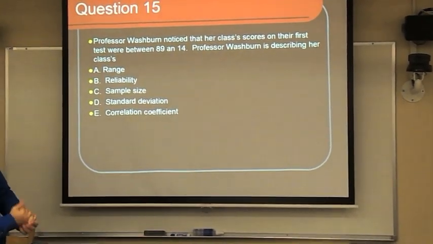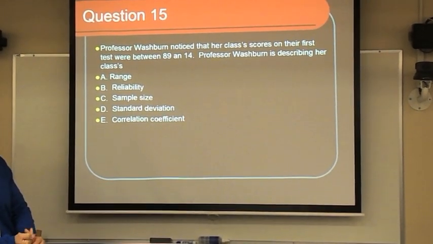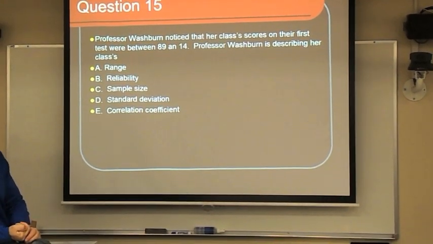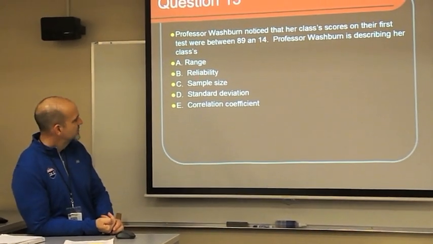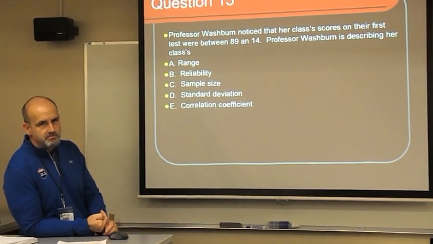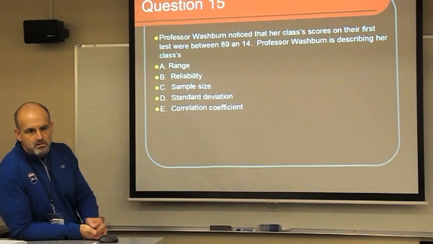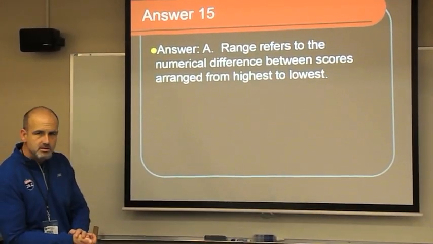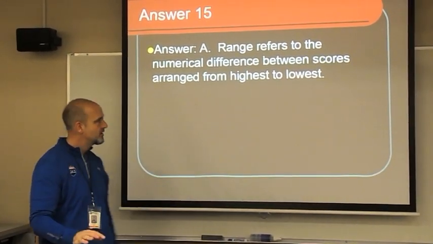Question. Professor Washburn noticed that her class scores on her first test were between 89 and 14. Professor Washburn is describing her classes: A, range, B, reliability, C, sample size, D, standard deviation, E, correlational coefficient. The answer would be, if you picked letter A, you're correct. Range is from the highest to lowest of the scores. And again, it's your frequency distribution when you arrange it.